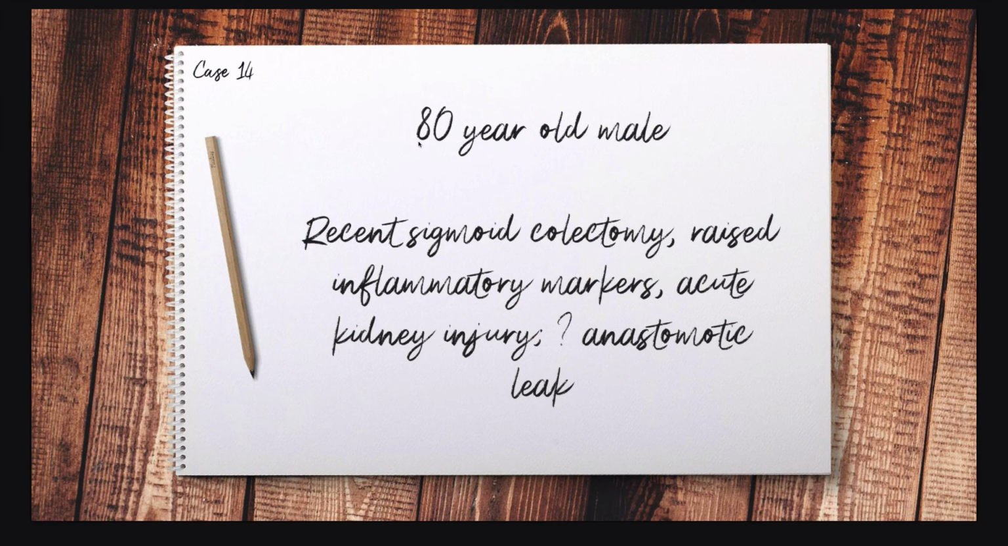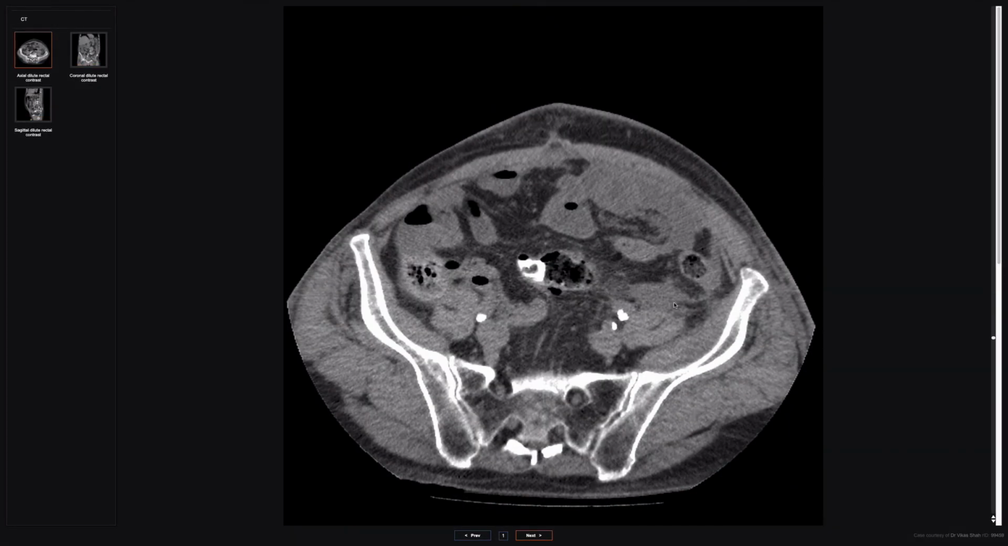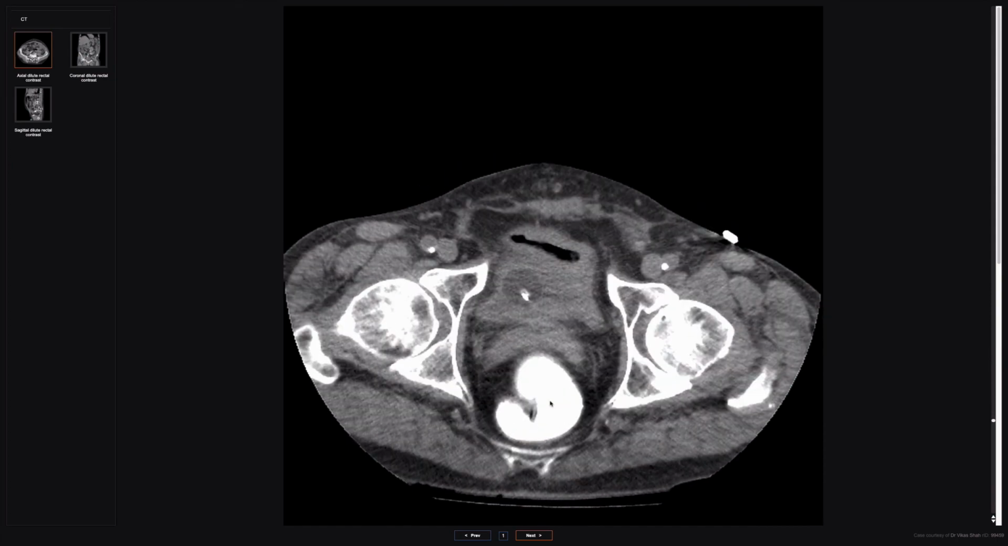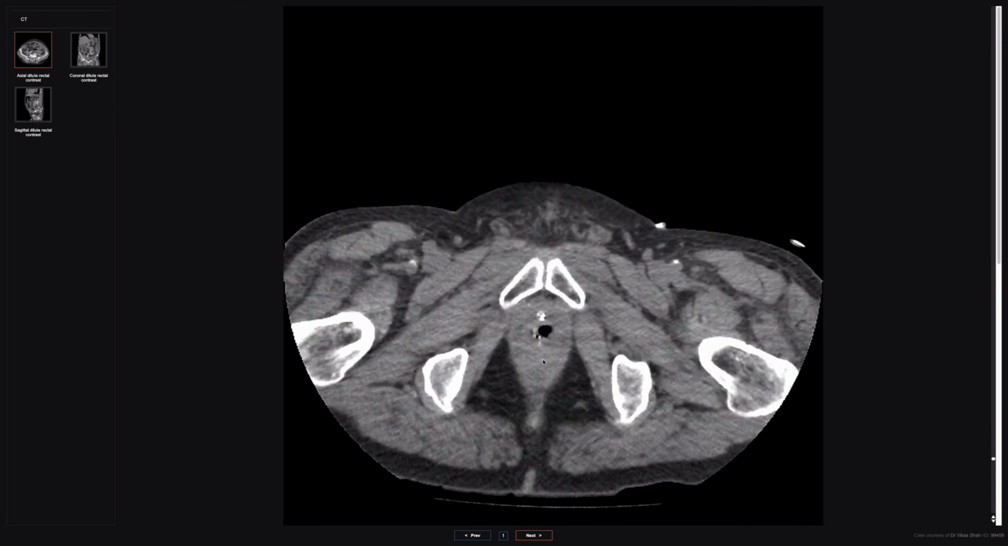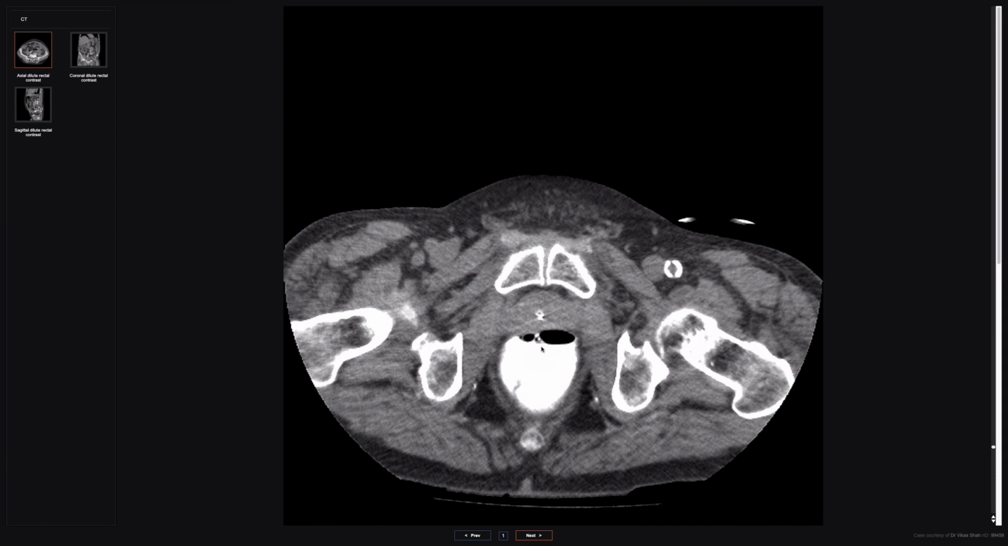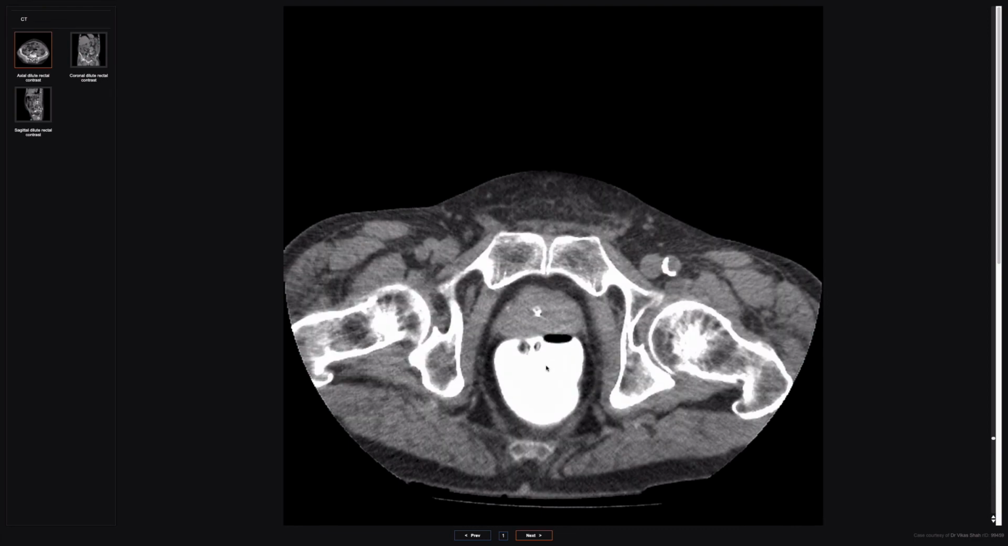So an 80-year-old male who's had a recent sigmoid colectomy, he's got raised inflammatory markers, acute kidney injury, so they're wondering whether he's got an anastomotic leak. So what we did was, it's a non-contrast, meaning non-intravenous contrast CT, but with dilute contrast administered via a Foley catheter, which has been placed into the lower part of the rectum via the anal canal. And then same with the cystogram, you instill that contrast, and then you just spigot it or clamp it and then do a non-contrast CT.